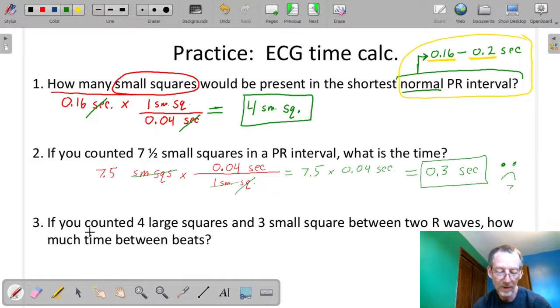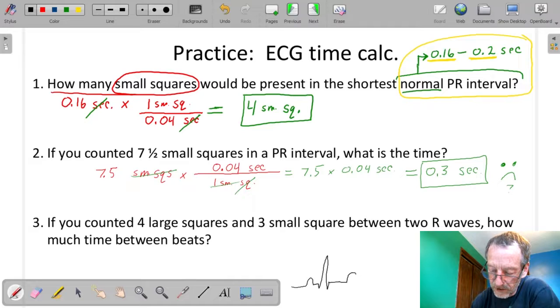Okay, last problem. If you counted 4 large squares and 3 small squares between 2 R waves, how much time? So the picture would look something like this perhaps. So what do we have? 2 R waves we're going between. So let's just draw in a couple of cardiac cycles. Something like that. There's one. So there's the P, there's the R, and the T. We'll draw another cardiac cycle. P, something like that. There's the R. And the time between these two is, what did we say?